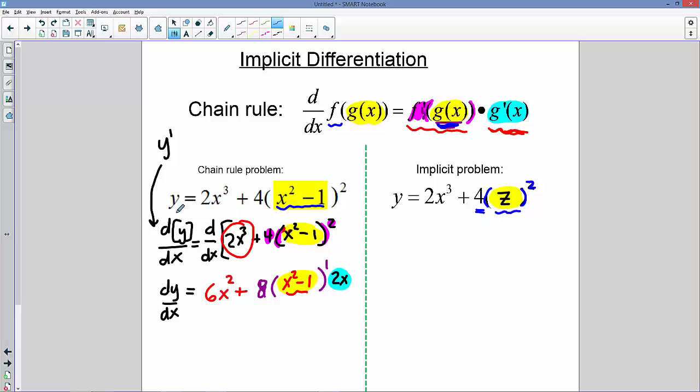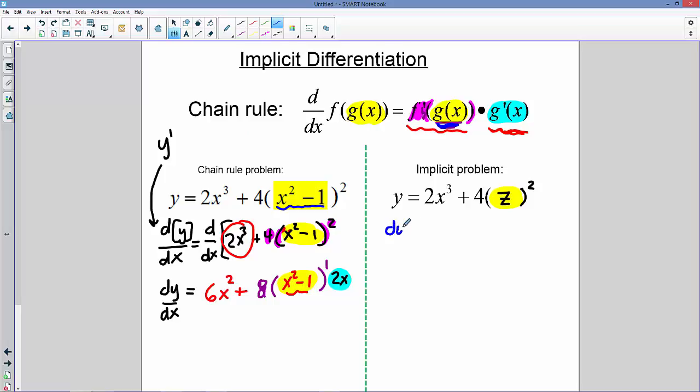So exactly what I did over here in the chain rule, I'm going to do on the right side. Right? So let's go through it. I'm going to d/dx both sides. You could d/dx this side, which means take the derivative with respect to x, and d/dx this side. I'm not going to show that. I'm just going to show the result, okay?